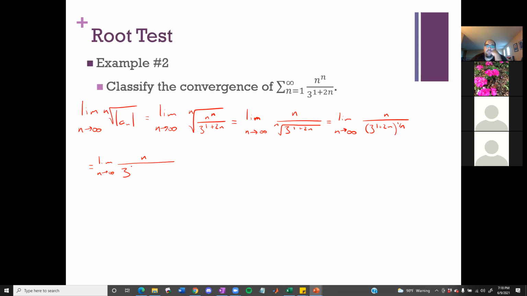One over n plus 2. And then from there, I can use my exponent laws to pull this apart. So this becomes 3 to the 1 over n times 3 to the 2. So the limit as n approaches infinity of n over 9 times 3 to the 1 over n.